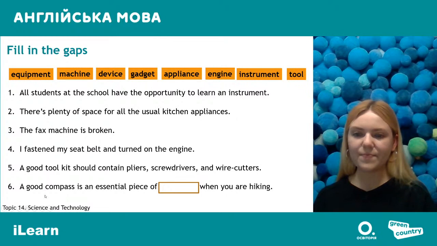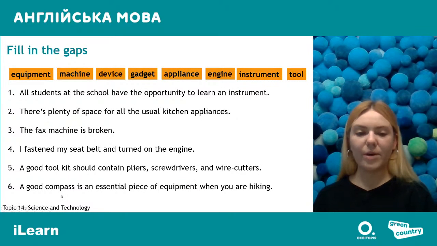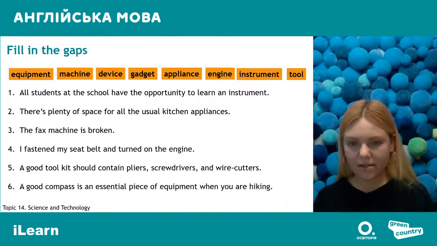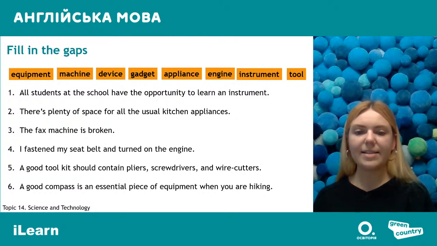Good. And number 6: a good compass is an essential piece of equipment, спорядження. And it is also important to remember that equipment is an uncountable noun, and very often we use it with a piece of equipment or an item of equipment. Слово equipment – це слово не злічувальне, але якщо ми хочемо сказати про одну якусь частину спорядження або декілька, ми можемо використати фразу a piece of equipment or an item of equipment.